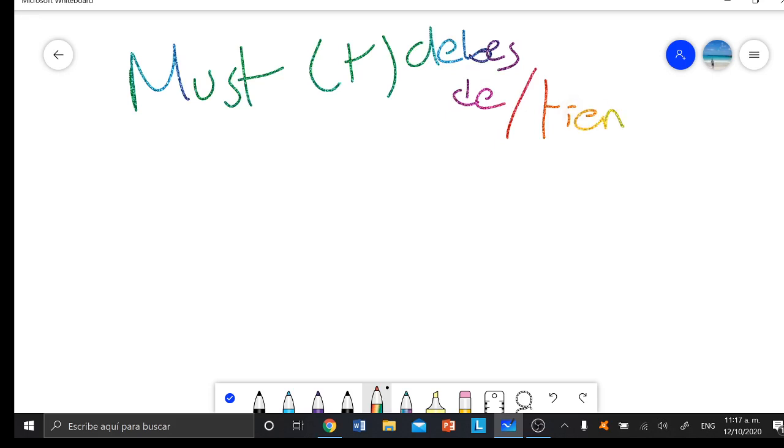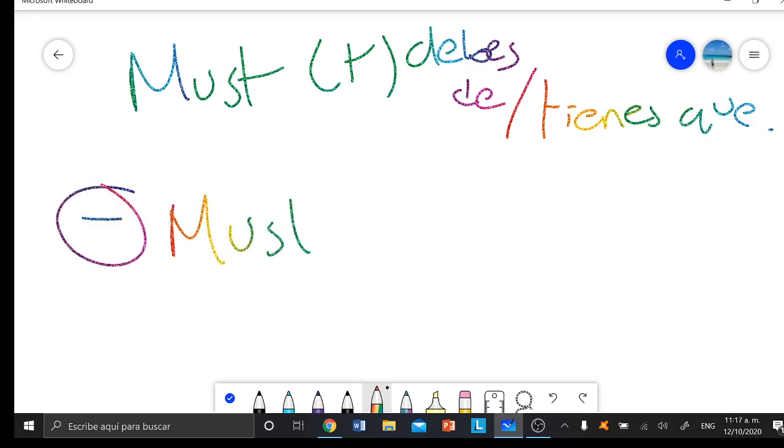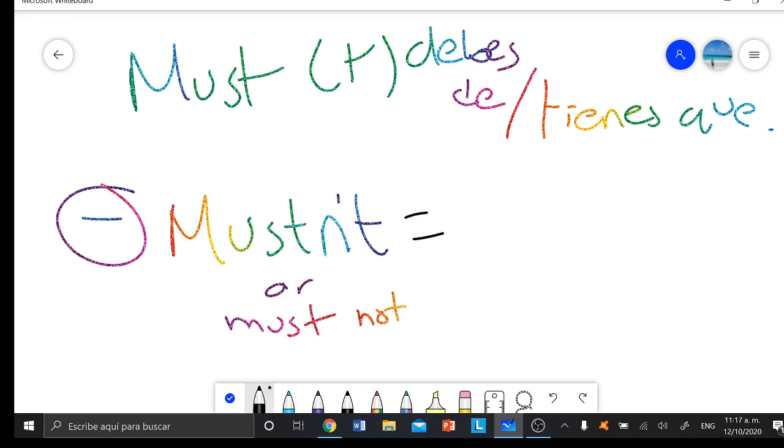And then we have the other one, luego tenemos la otra, que es the negative form. The negative form is just must not or mustn't, que es exactamente lo mismo. Si yo pongo must not or mustn't, it's exactly the same. And over here obviously means, y obviamente que aquí ya significa no debes de o no tienes que.